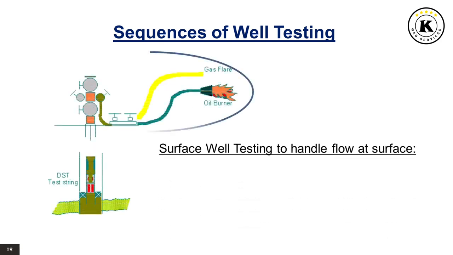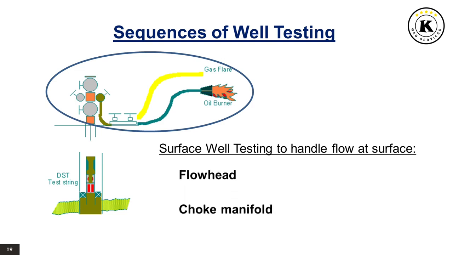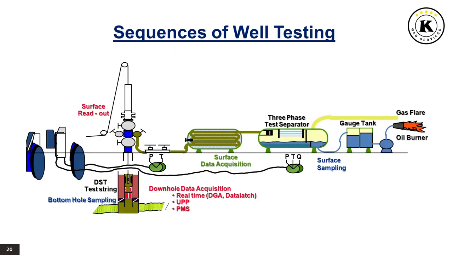Finally, the surface well testing equipment are used to handle the flow at surface. It includes the flow head, the choke manifold, the burners, and others more. This picture shows the complete setup of a well testing package from bottom hole to surface.